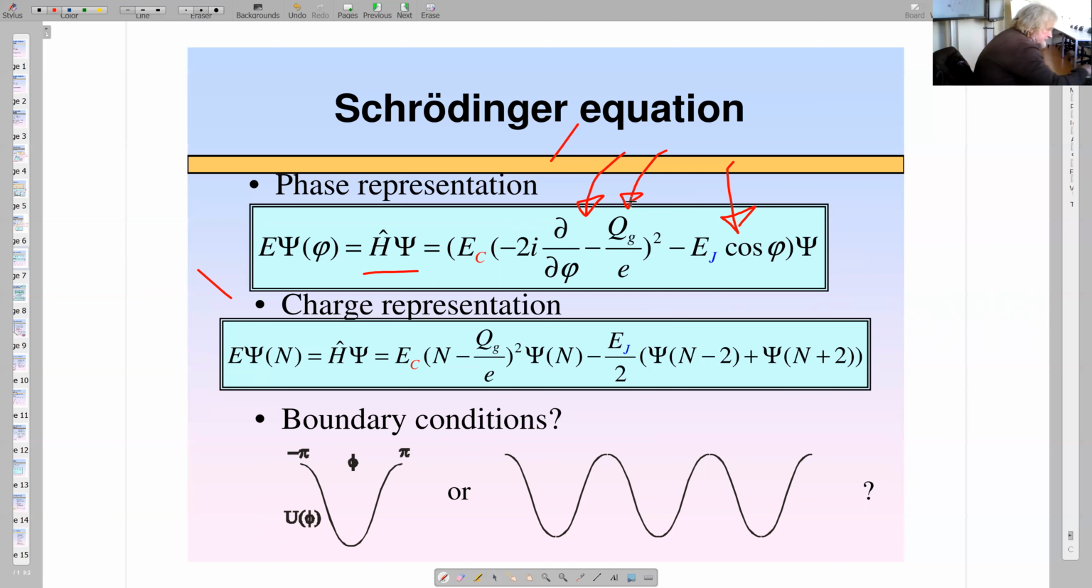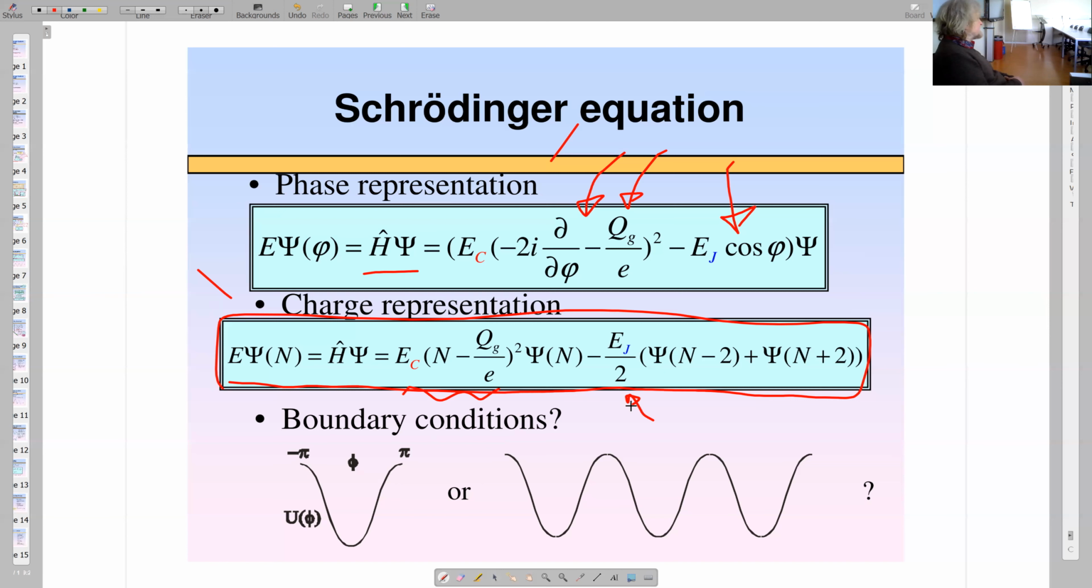What is it in charge representation? In that case, the Coulomb energy is diagonal. It's a diagonal operator, so it just amounts to a function which depends on n. And the Josephson energy, as promised, shifts the wave function by plus or minus 1, which corresponds to pair transfer in two opposite directions, from the island and to the island. Very good, it seems like we are done.